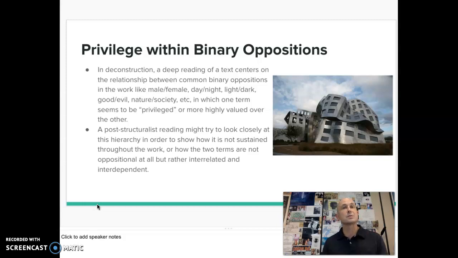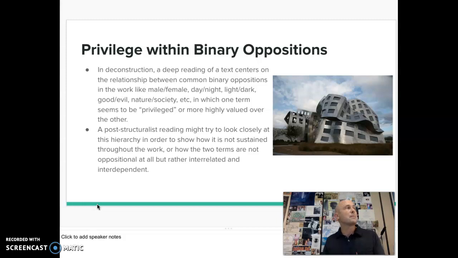There's structuralists, there's post-structuralists. Post-structuralists like to, again, deconstruct text and show the fluidity of language. And then the French feminists jumped out of that. I'm not going to get too far ahead of myself. But okay, so anyways, you might try to look closely at that hierarchy in order to show how it is not sustained throughout the work. The two terms are not oppositional, but interrelated and interdependent. So as I mentioned at the very beginning, you can't define the one without the other, right?